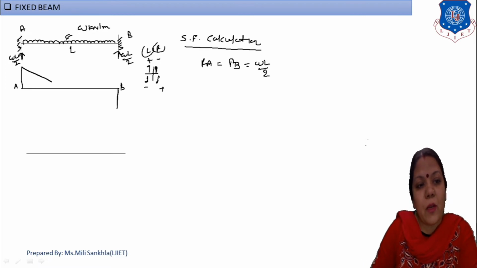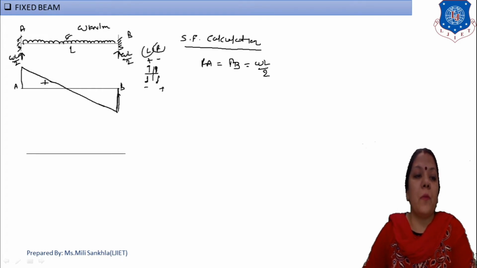Simply connect this, because the SF diagram of a fixed beam subjected to UDL load is an incline. This is plus and this is minus. Mention here this is WL by 2 and this height is equal to WL by 2. Now this diagram is known as our SFD.